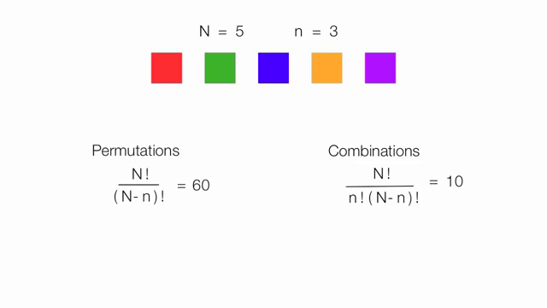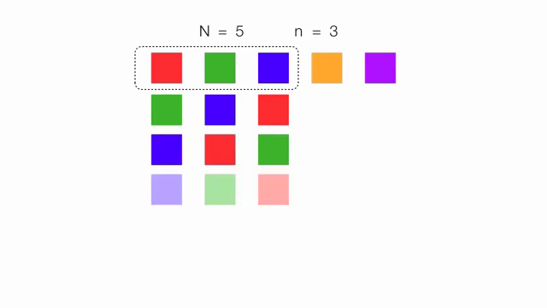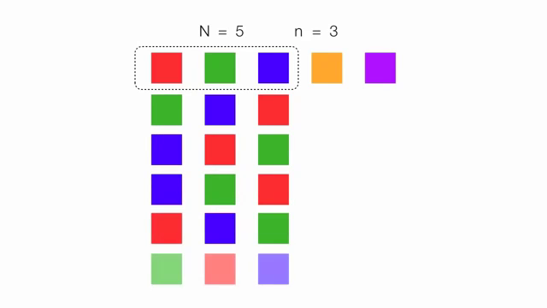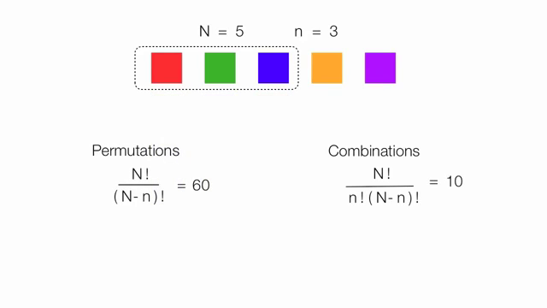And I have 60 permutations. So if I take these 3 objects from the 5, so I select these 3, I can make 6 different permutations, but this is only one combination. So this is why we have a lot more permutations than combinations.